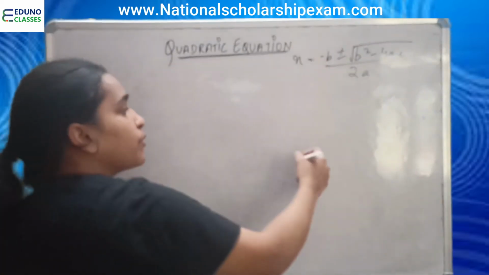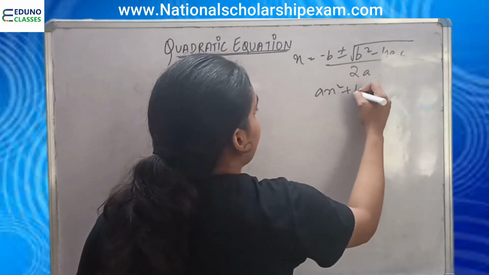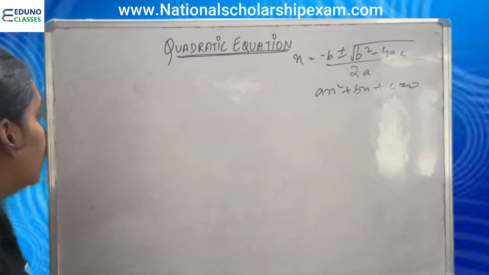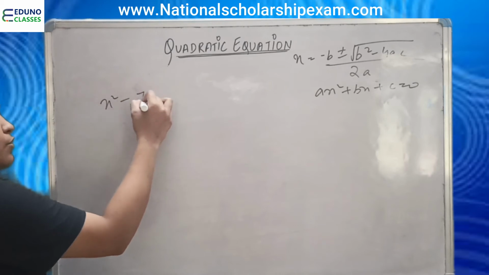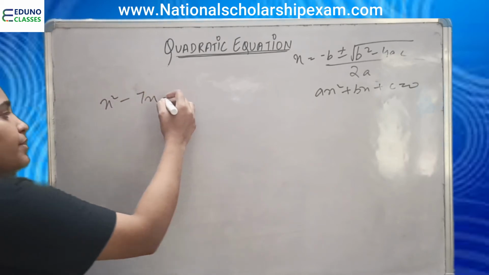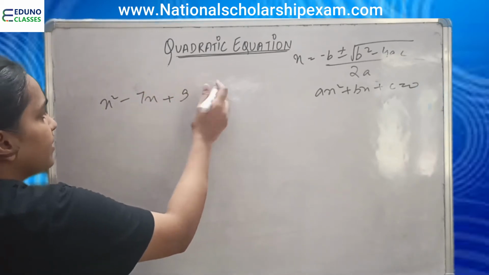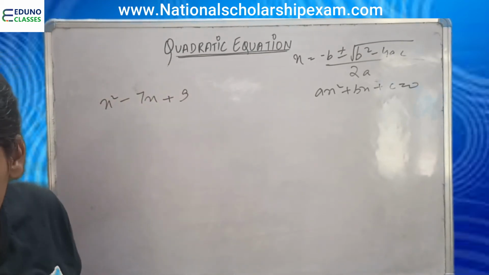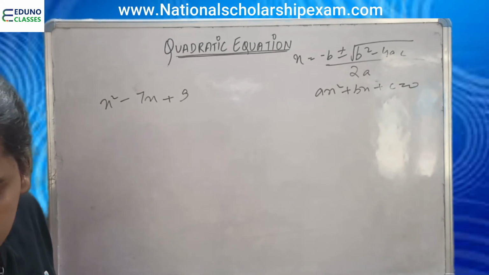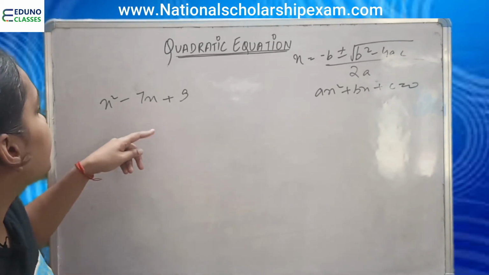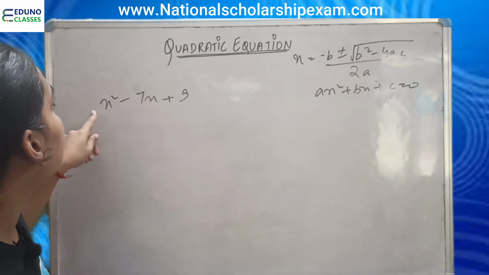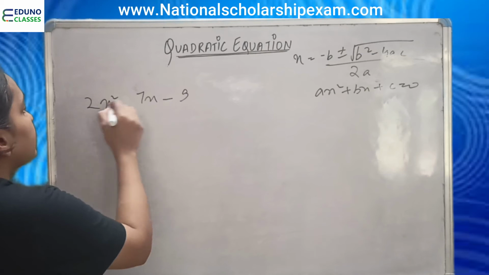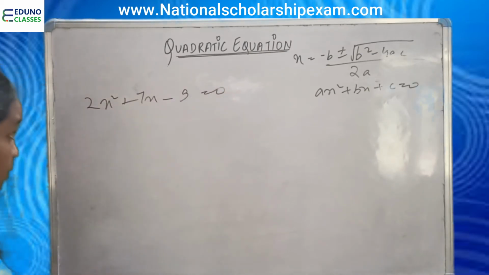For those who do not remember what a and b are, let me write for them as well: ax square plus bx plus c is equal to 0. We had another equation, x square minus 7x plus 9, if I remember it right. I don't know, what was the equation? Let me check. Was this the same equation? Probably, I do not remember. I think this was the equation. Okay, so this was the equation.